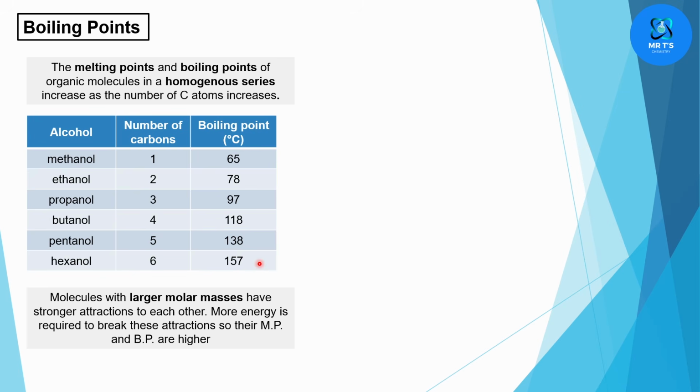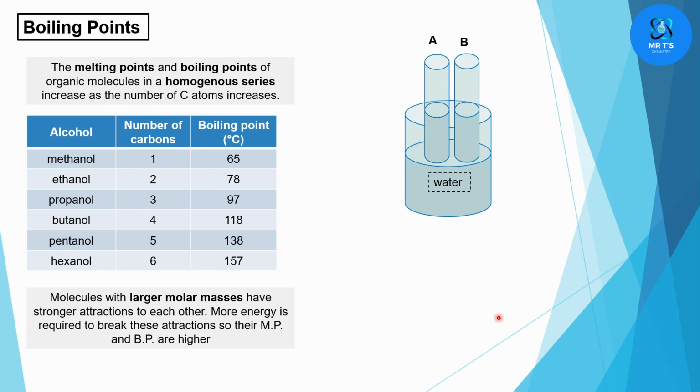So what is the type of experiment we can do to identify these two different types? Well, what we can do is we take a water bath, a beaker full of water, and we put our two samples A and B.